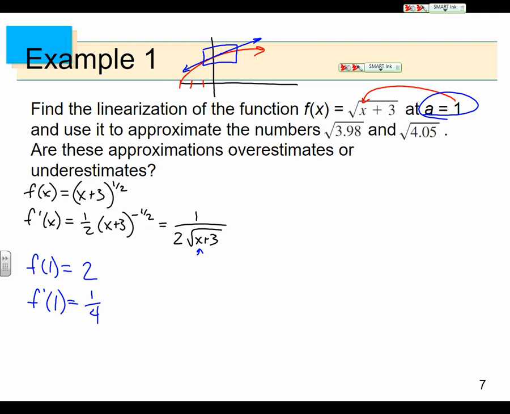So my linearization is going to be f of 1 plus f prime of 1 times x minus 1. Well, f of 1 we said was 2. F prime of 1 we are saying is 1/4 times x minus 1. So altogether that's going to give me 1/4 x, let's see, negative 1/4 plus 2, that should be right around 7/4.